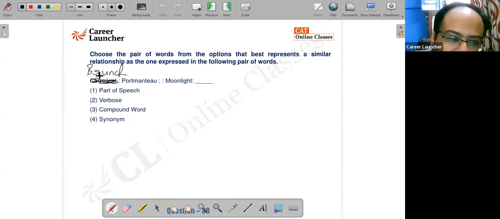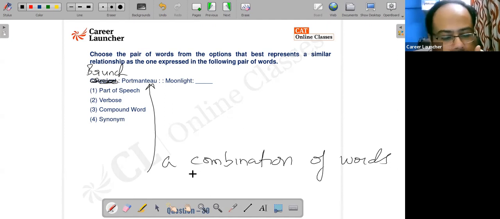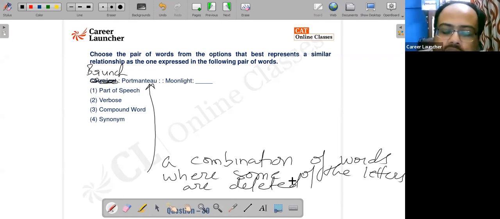Now, brunch is to portmanteau as moonlight is to what? Just understand what portmanteau is. Portmanteau is a combination of words where some of the letters are deleted. Right? Portmanteau is a combination of words where some of the letters are deleted. That is what portmanteau is.